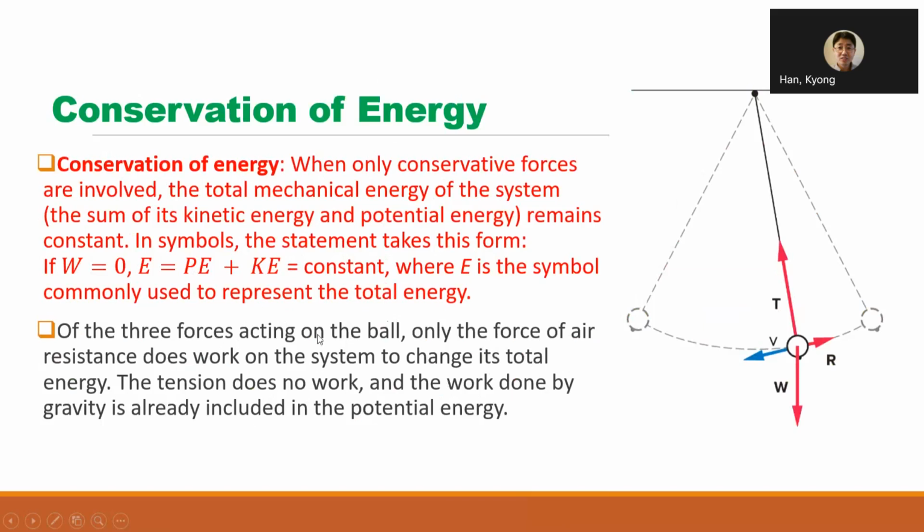Of the three forces acting on the ball, only the force of air resistance does work on the system to change its total energy. And the tension does not do work because the tension force is here, the motion is this direction, so they are perpendicular. The direction of motion, the velocity, and the tension are perpendicular. Work done by tension is zero, right? The tension does not work, and the work done by gravity is already included in the potential energy.